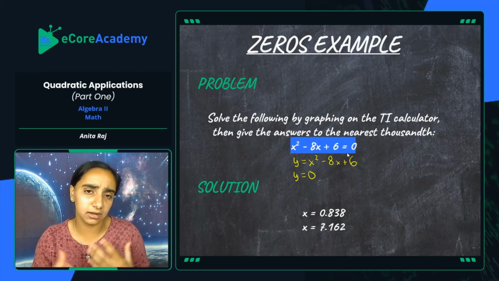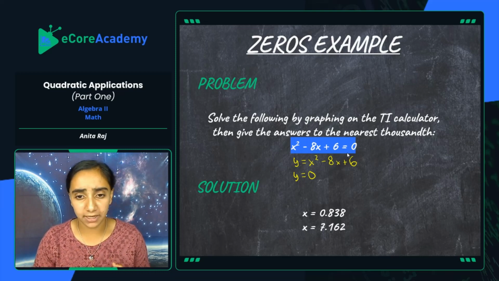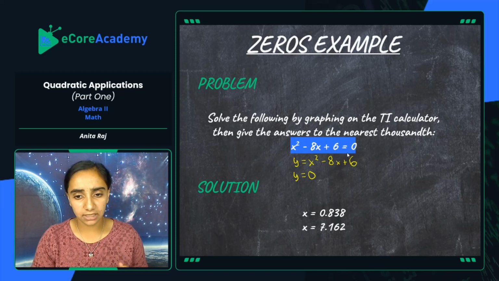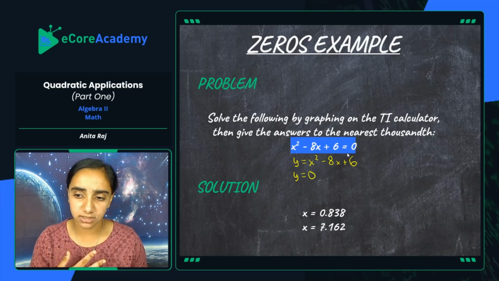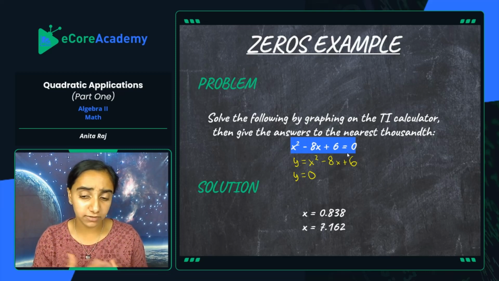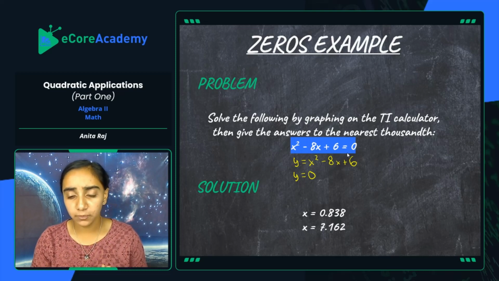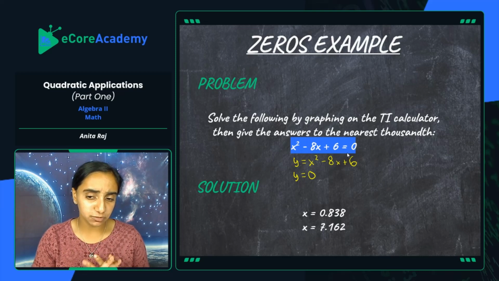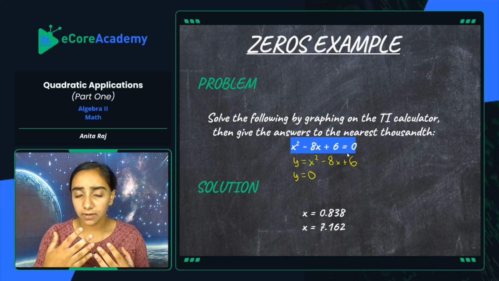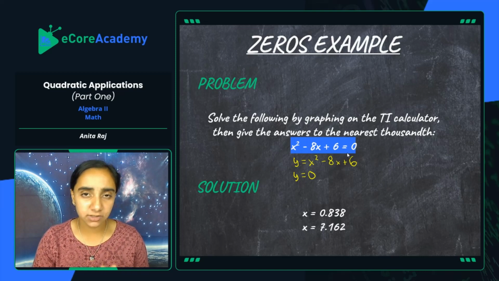If you're doing it by hand, of course, doing it by hand as well. So here's the problem. Solve the following by graphing on the TI calculator, then give the answers to the nearest thousandth. What I've given you is x squared minus 8x plus 6 equals 0. And what this pretty much means is you can see that x squared minus 8x plus 6 is in standard form. It is a quadratic.